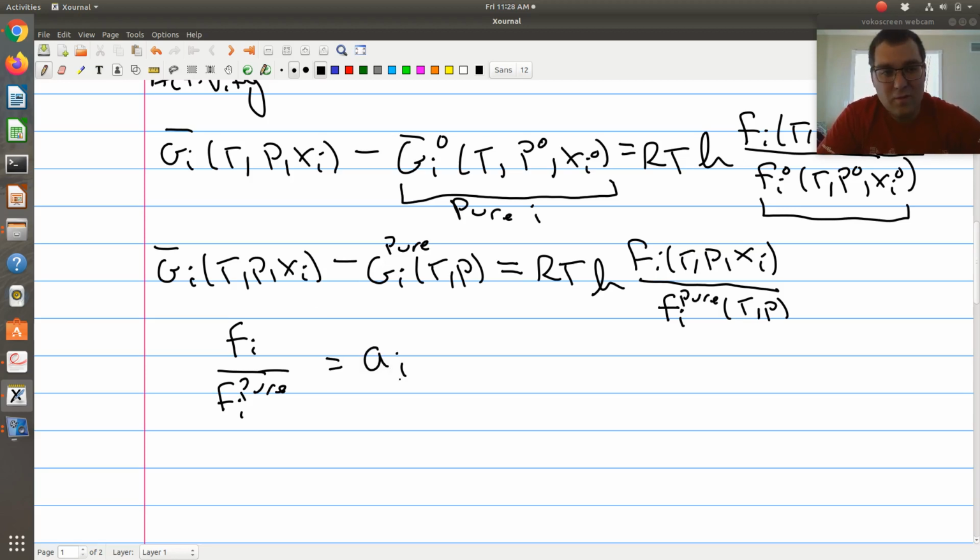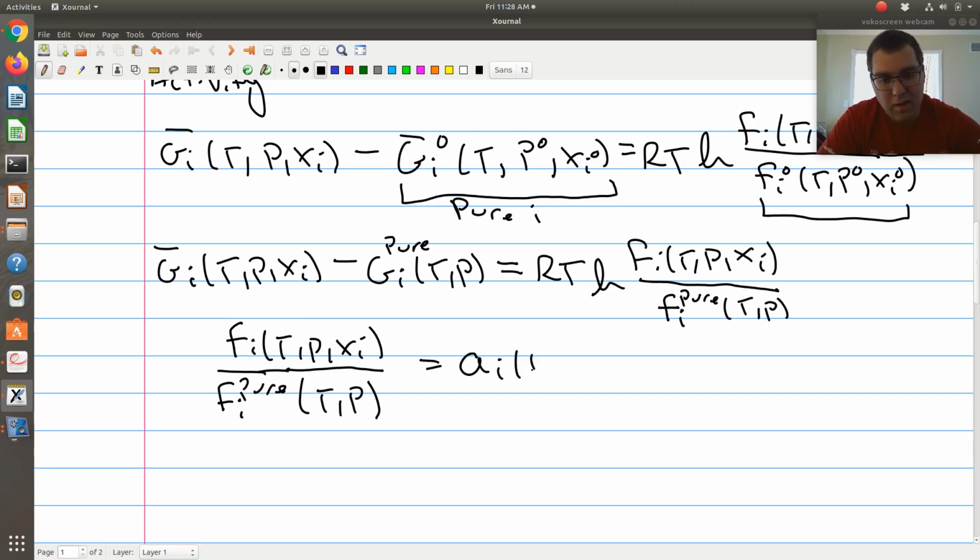And so this was introduced by Gilbert Newton Lewis, and he called it the activity of component I. Okay, so if I write out the functional dependencies just for clarity, Fi would be at T, P, and Xi, and Fi pure would be at T and P. So he defines the fugacity of component I in my mixture relative to that in its pure component state as being equal to activity. So how active a substance is relative to its idealized state. Okay, so he introduces activity. Activity is equal to Fi over Fi pure. Okay, cool. Okay, got the idea.